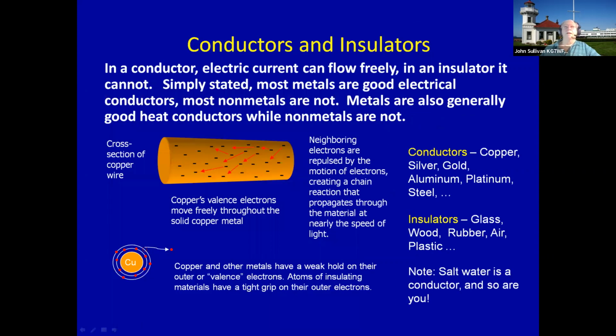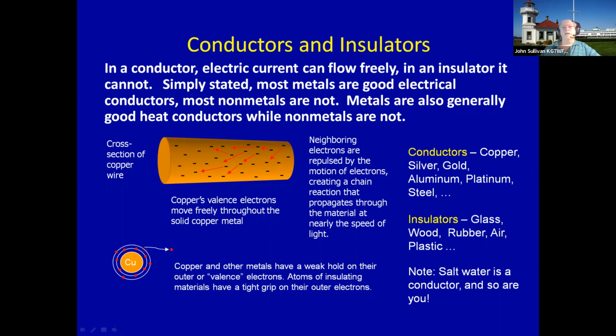Okay. So you have conductors and insulators. In a conductor, the electric current can flow. And without getting into a lot of detail, basically it has to do with the atomic structure of a material, whether it's going to be a conductor or an insulator. A conductor allows electricity to flow, an insulator prevents it from flowing.